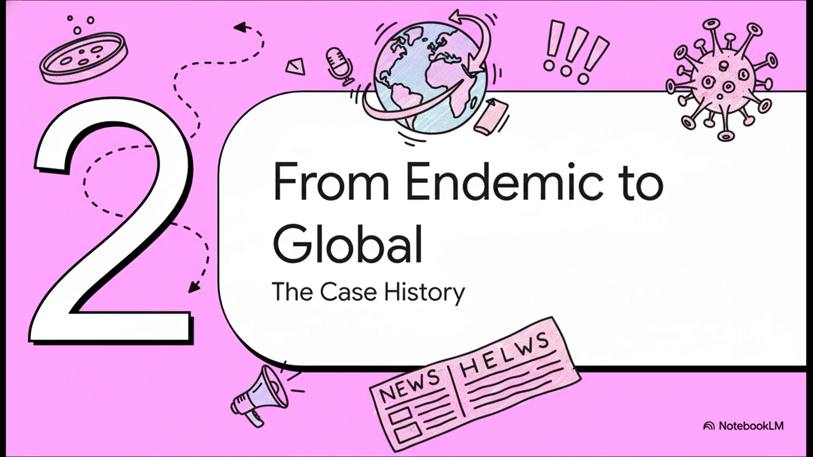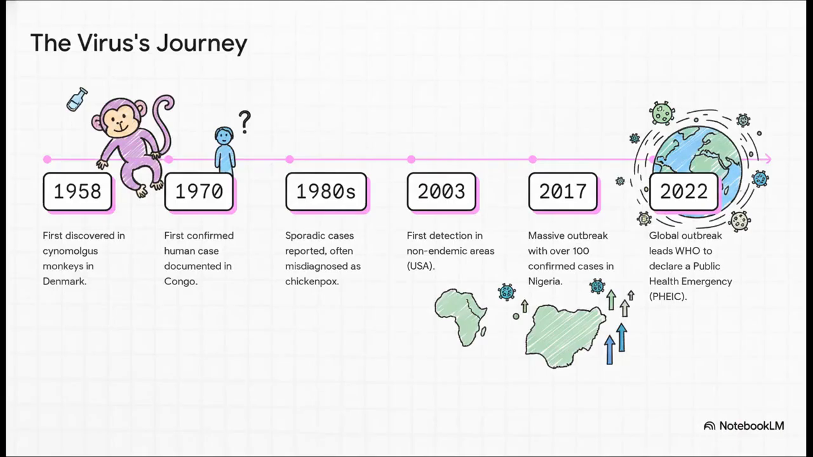Okay, so let's move to our next section and see how all this virology plays out in the bigger picture. We're going to trace the journey of MPXV from what was a scientific curiosity to a global headline. This timeline really illustrates the virus's slow burn. It was first spotted way back in 1958 in lab monkeys in Denmark, of all places. Then it took another 12 years before the first human case was even confirmed. For decades, it just kind of simmered, causing sporadic cases, often getting mistaken for other diseases.